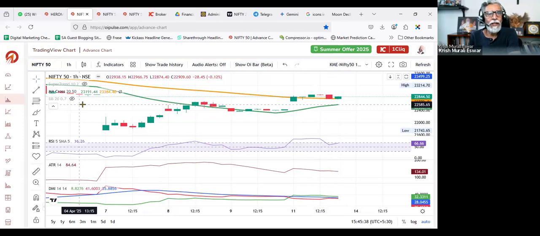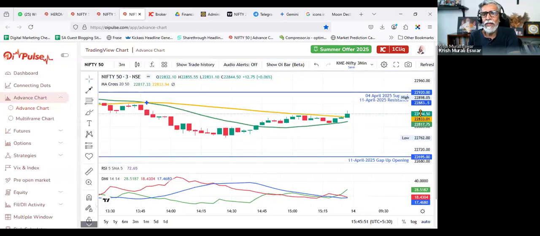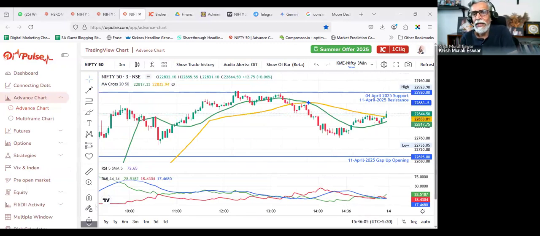Okay, now let's look at the technical things. Astrologically, we know the market is going to turn bullish, or rather, at least a good recovery is going to start. There are several resistances that are coming up here, as you can see today. This is another interesting lesson for all of us. On 4th of April 2025, Nifty took a support at 22,920. That turned out to be a resistance today, and the market fell from that level today.